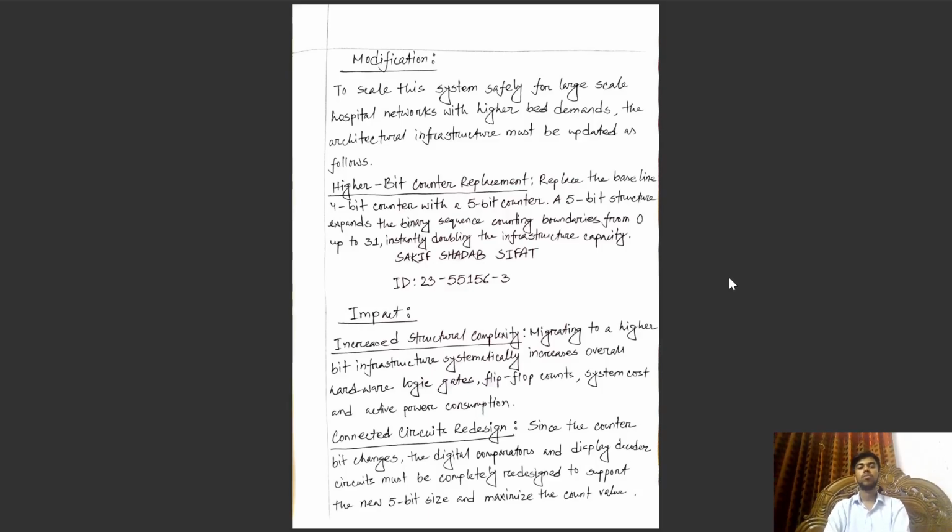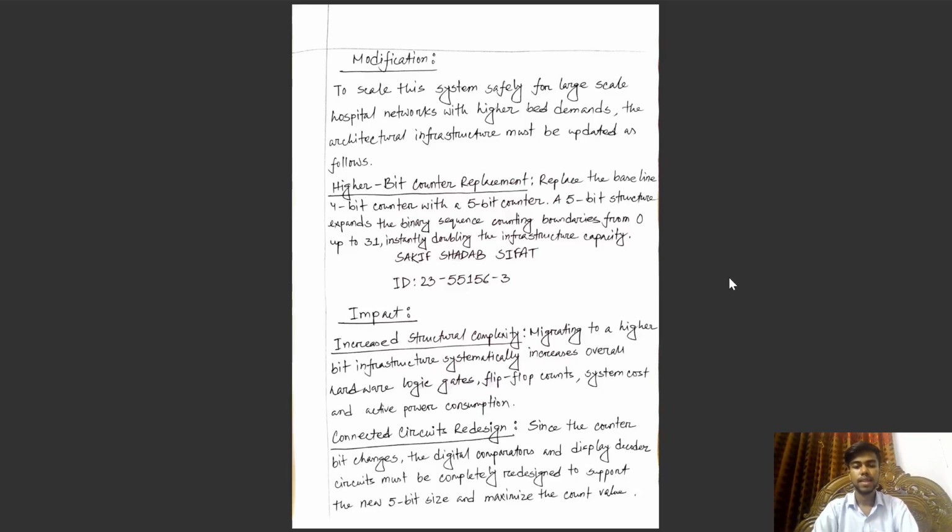So to talk about the modification part, it is the higher bit counter replacement. So let's get started with it. It says to replace the baseline 4-bit counter with a 5-bit counter, as the 5-bit structure expands the binary counting range from 0 up to 31, instantly doubling the capacity. So basically it will increase the capacity if we increase it from 4 bit to 5 bit, or maybe even 6 or 7 bit.